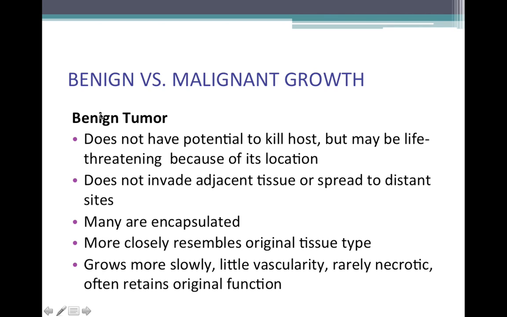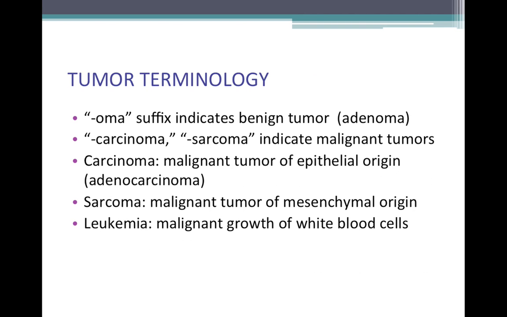So benign tumors aren't always, necessarily benign. They can actually cause problems, but they're certainly less severe than malignant tumors. Now, just in terms of some terminology, guys, OMA just refers to a benign tumor. So if we talk about an adenoma, that's a benign tumor, just ending in OMA. However, if a word ends with carcinoma or sarcoma, this indicates malignant tumors.